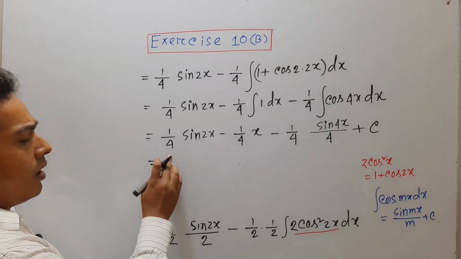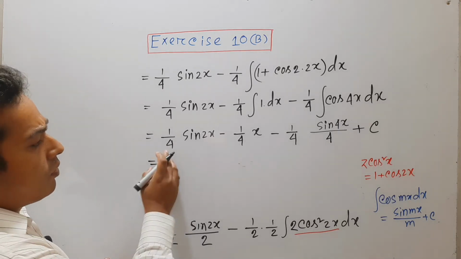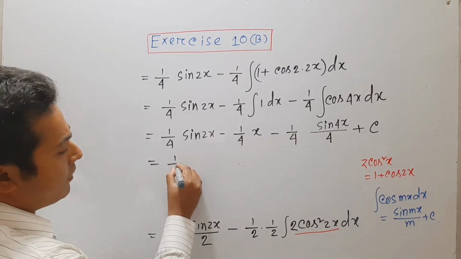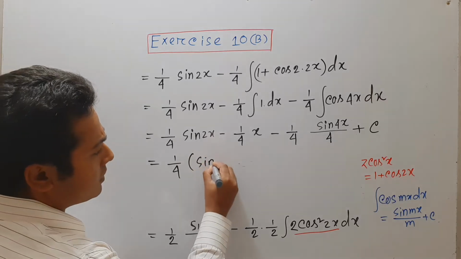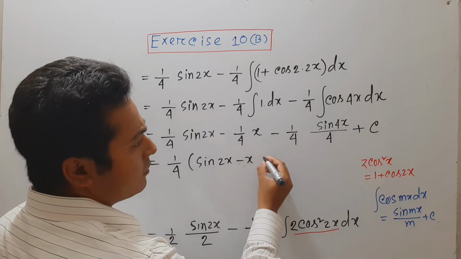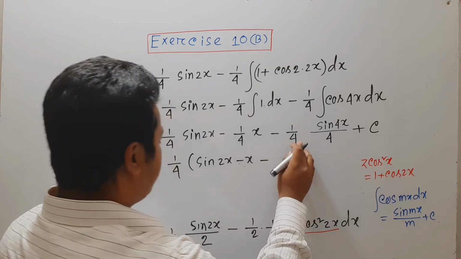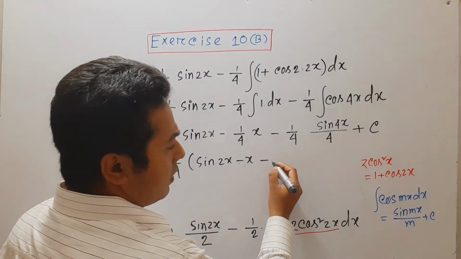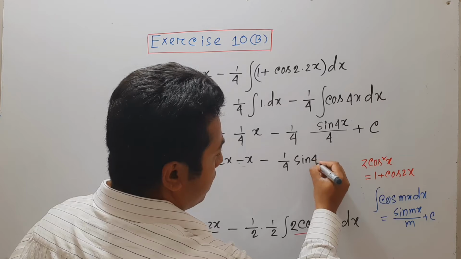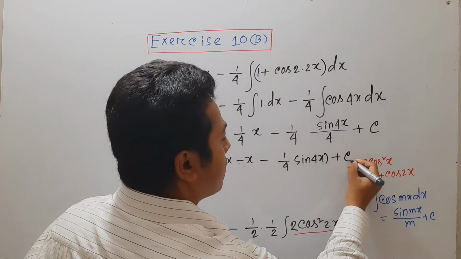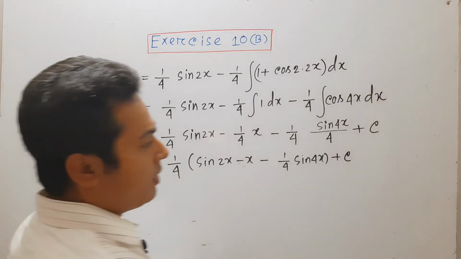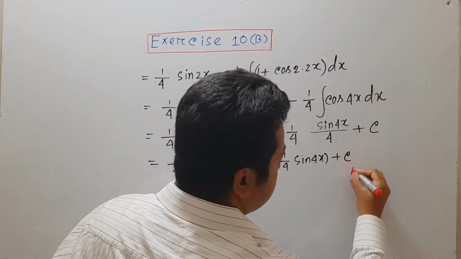Therefore we can take common 1 by 4 from each term, is equal to 1 by 4 sine 2x minus x minus 1 by 4, then the remaining term is 1 by 4 sine 4x, and then the integral constant c. Okay, this is our answer of this math.